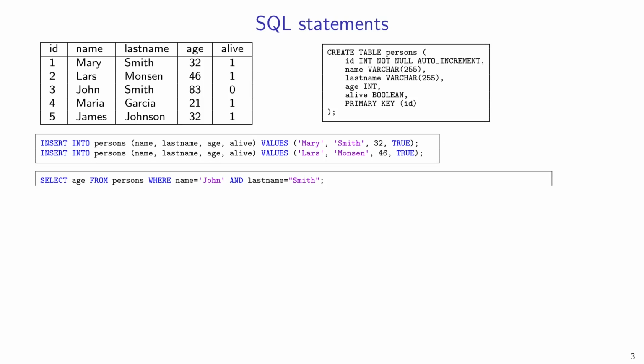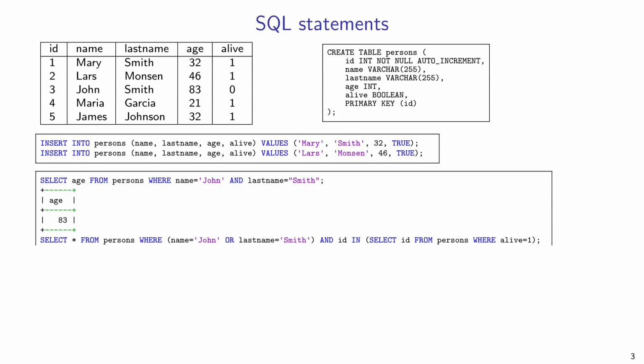Then the most popular statement is the SELECT statement because it allows us to retrieve data from a table based on conditions that we specify here in the WHERE clause. So this should return the age column from persons where name equals John and last name equals Smith. And we get back a single record with a single column containing the value 83. Note that for quoting, we can use either single quotes or double quotes, but it is much more common to use single quotes in SQL.